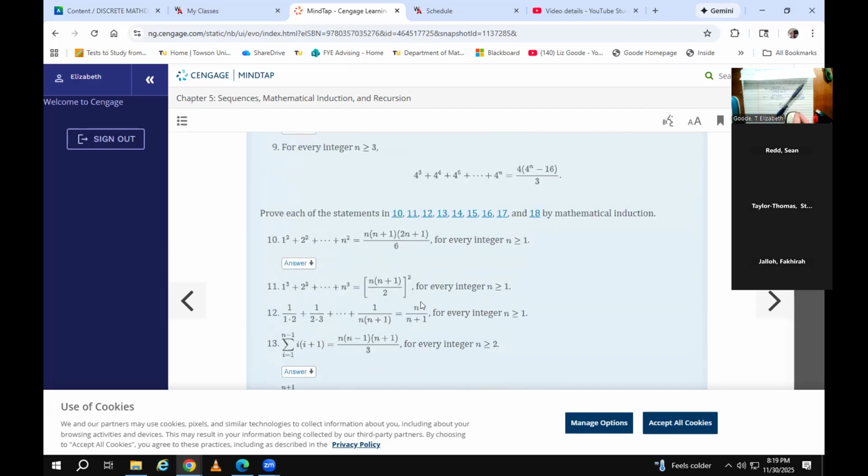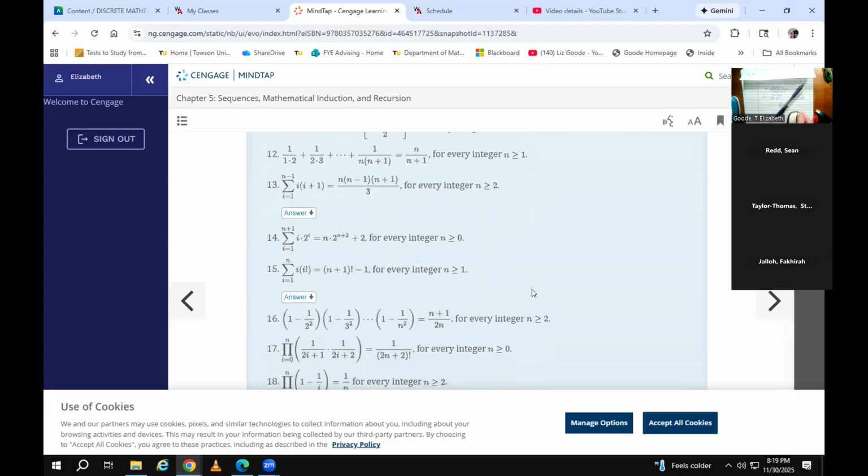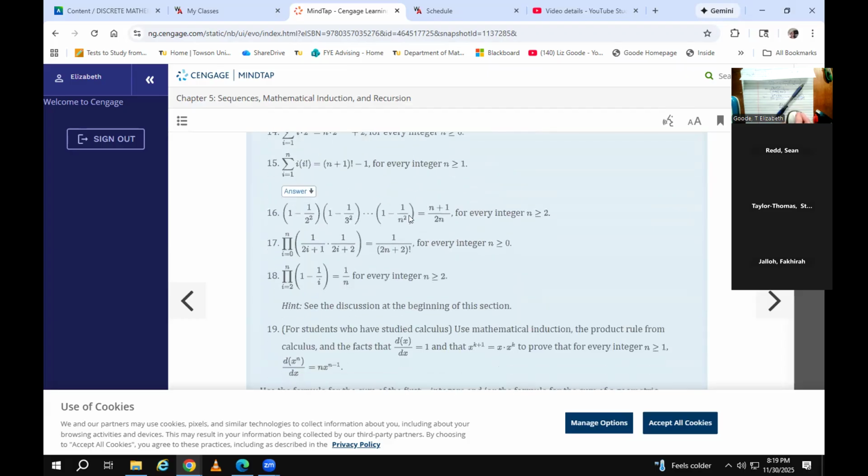Oh, this is the one that's n over n plus 1. It's a sum of 1 over n times n plus 1 from i equals 1 to n is equal to n over n plus 1. But hang on. This is the one I was talking about. Oh, no wonder I was so far off. Look at it, it's number 16. It's 1 minus 1 over 2 squared times 1 minus 1. Look, it's not anything close to what I was saying. It's n plus 1 over 2n. No wonder. Oh, no wonder. All right. No wonder I wasn't able to get it.